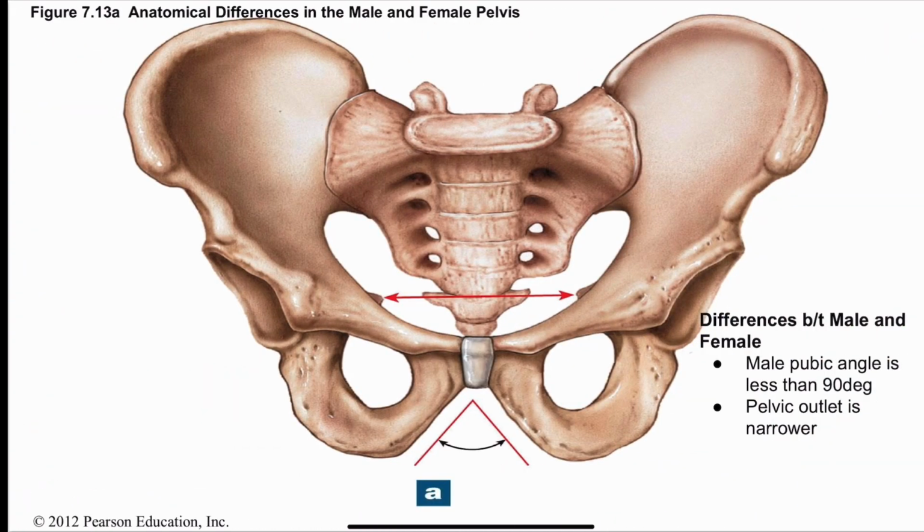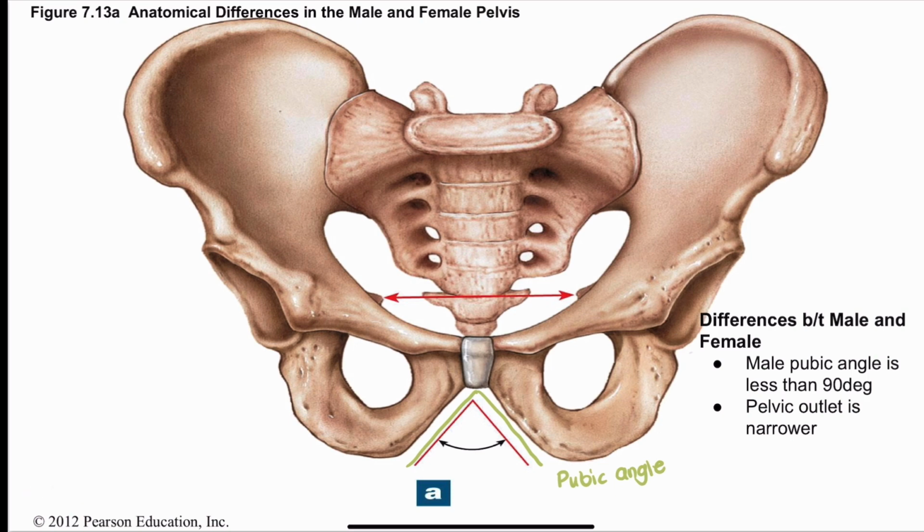First off, you have this angle right here, and perhaps you notice for the female it's wider. This is called the pubic angle. These are the pubis bones, so the pubis bones make the pubic angle. For males, it's about 90 degrees or less. For females, it's wider than 90 degrees.